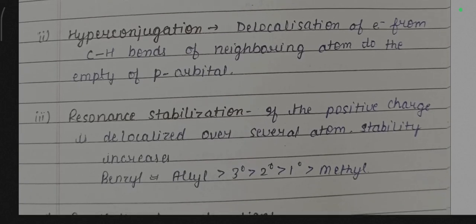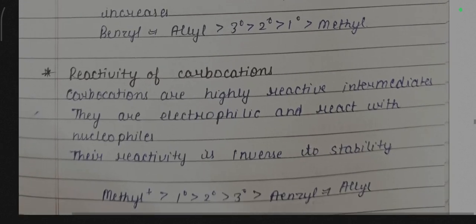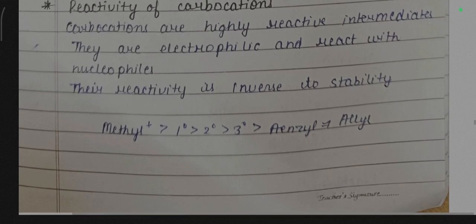If the positive charge is delocalized over several atoms, stability increases. Benzyl, allyl is greater than tertiary, is greater than secondary, is greater than primary, is greater than methyl. Reactivity of carbocations. Carbocations are highly reactive intermediates. They are electrophilic and react with nucleophiles. Their reactivity is inverse to stability. Methyl is greater than primary, is greater than secondary, is greater than tertiary, is greater than benzyl.